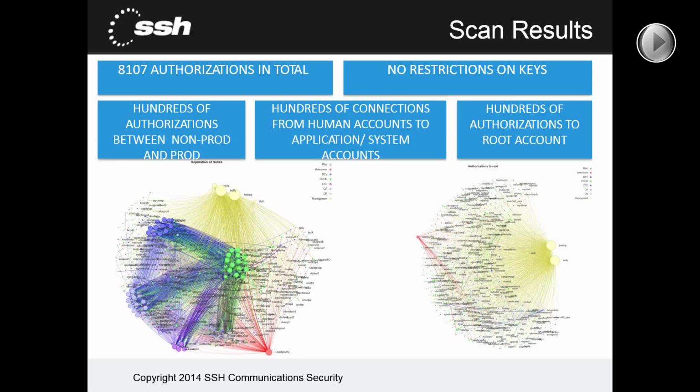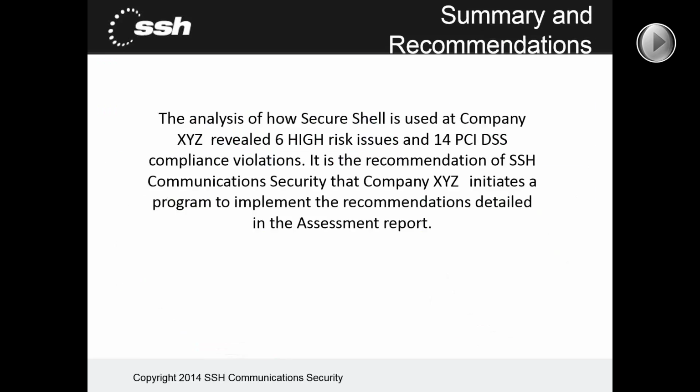On the right-hand side, we show authorizations to root. Of course, as a security company, we recommend you don't actually allow direct root access to servers. Many organizations still do that, but we recommend you give access and then allow them to su to root if they need to do a root-based function. This diagram shows the number of connections that they still currently have that have root-level access directly into those machines.